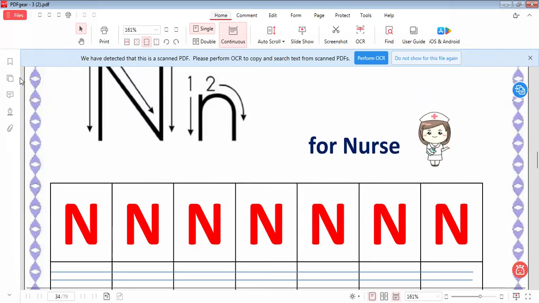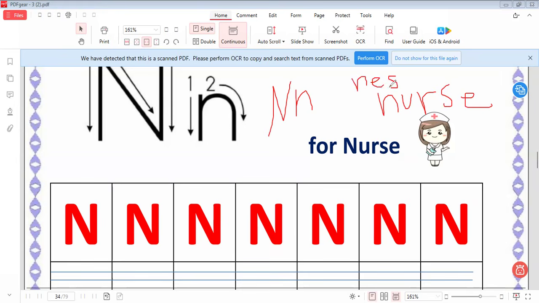Here is capital N and small n. N for what? N for nurse. And N for what? Also N for nest. We have N for nest, the place that the birds sleep in. This is called the nest.